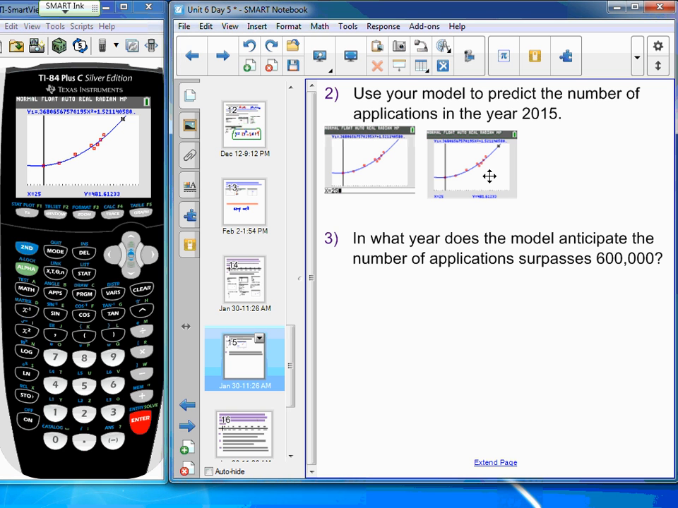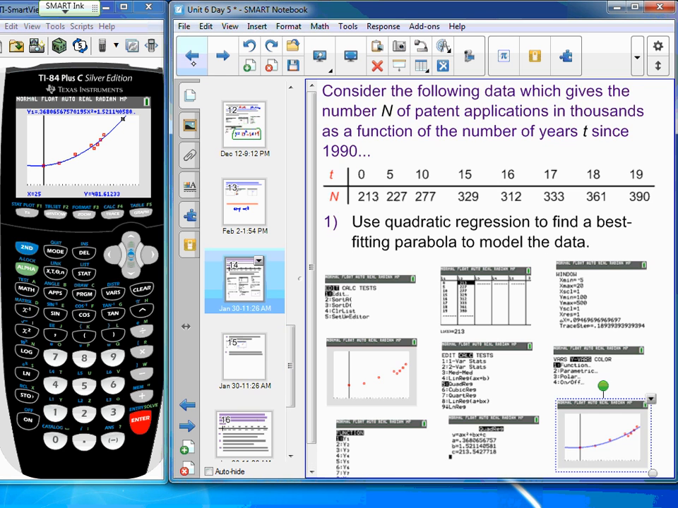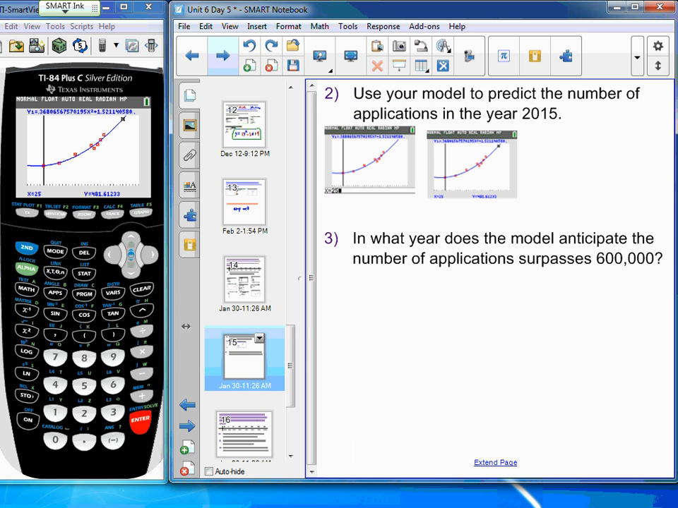481.6, and that's thousands. I just measured in thousands. So I need 3 more zeros. So it looks like 481,612 applications. That's pretty sweet.